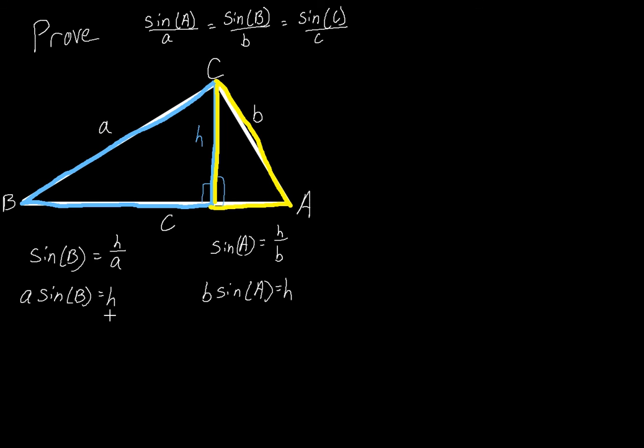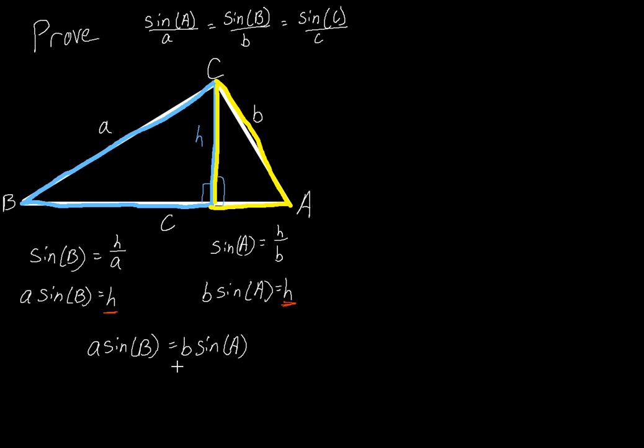What's important about this is the same h. In both cases, they're looking at this line right here, which means if a times the sine of B is equal to h and b times the sine of A is equal to h, then these two have to equal each other. I am allowed to write a sine of big B is equal to b sine of big A.